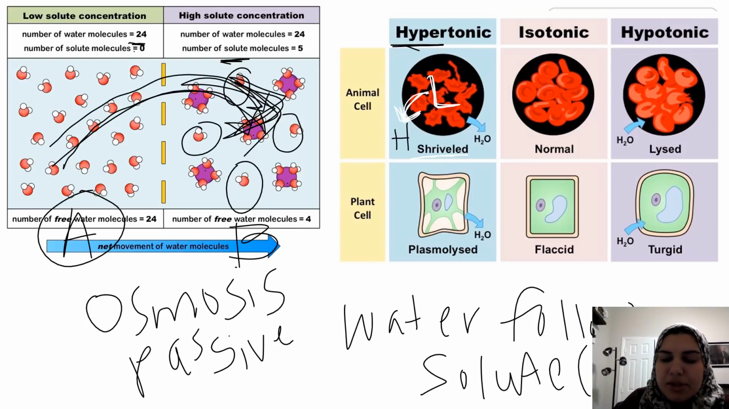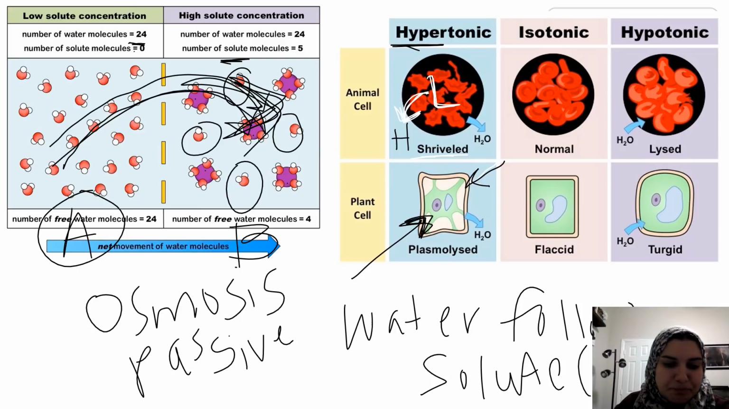This will also happen in plants. Notice the cell wall in plants stays the same size. Alrighty, so the cell wall stays the same size, but the plasma membrane, the cell membrane on the inside, does shrink. So plants can have this happen to them as well.